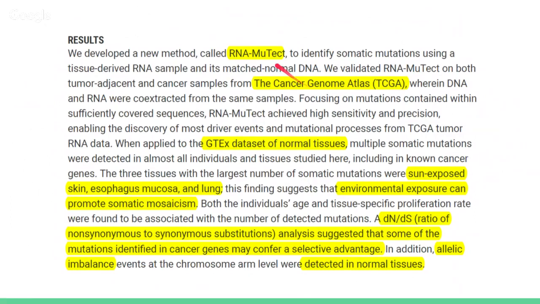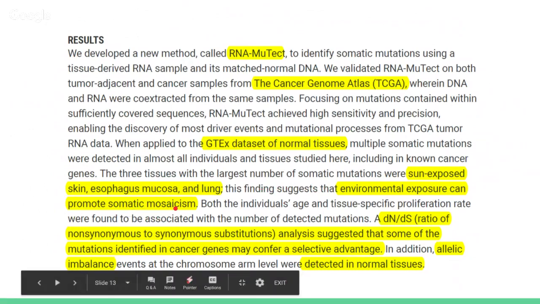And then what they developed there, they applied to another set of samples, the GTEx dataset of normal tissues. These are from people that do not have a cancer pathology. What did they find? Well, they found that the three tissues with the largest number of somatic mutations were sun-exposed skin, esophagus mucosa, and lung. These findings suggest that environmental exposure can promote somatic mutagenesis.